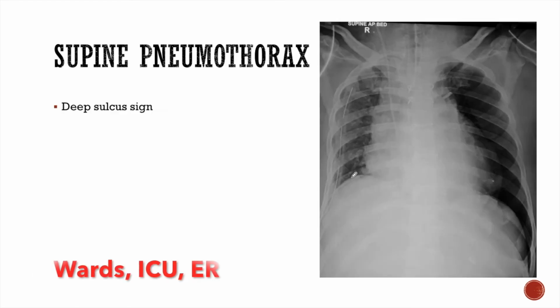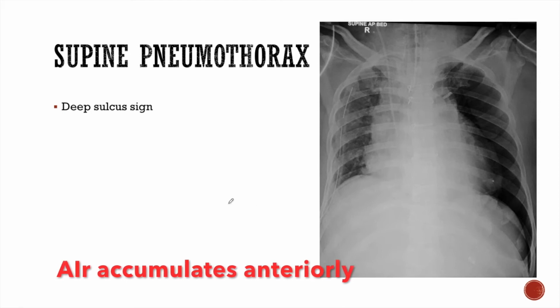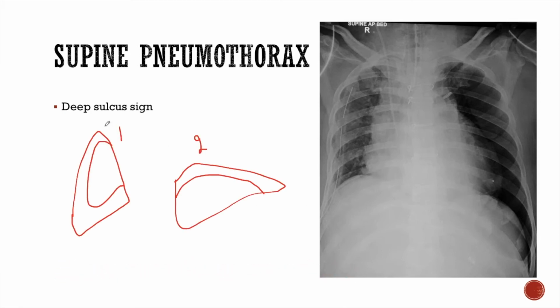In wards and ICU and in the emergency room, when the patient can't be erect, X-ray is taken with the patient in supine position. In supine patients, the diagnosis of pneumothorax is somewhat different. In such cases, the air accumulates anterior to the lungs. In the first diagram, I have shown the representation of pneumothorax in an erect patient. Air is accumulating in the periphery of the lungs. But in the second patient who is in supine position, air goes anteriorly because it is lighter than the lungs.